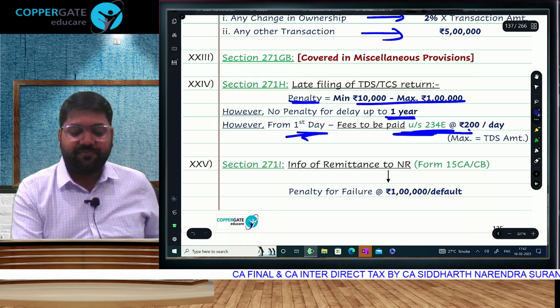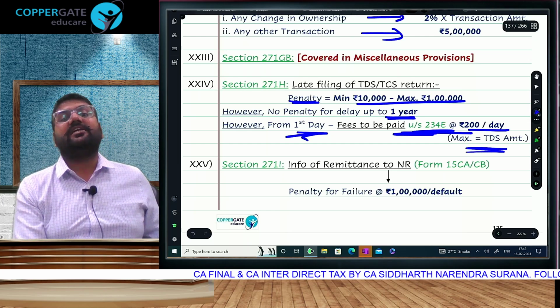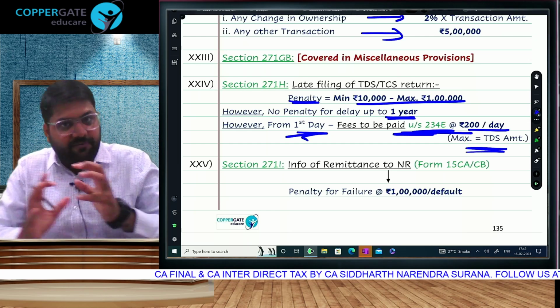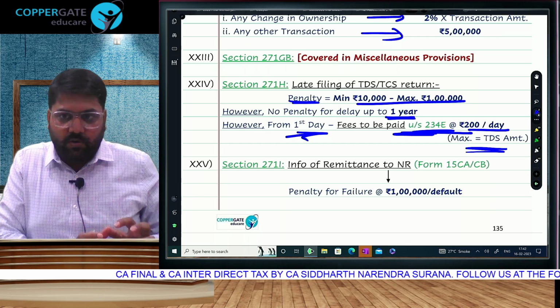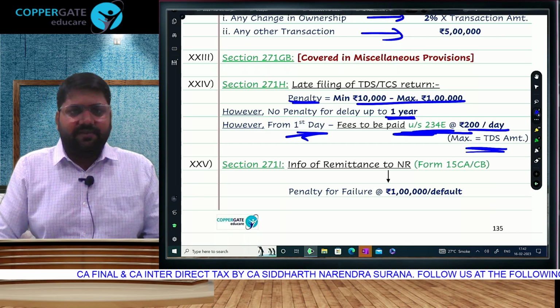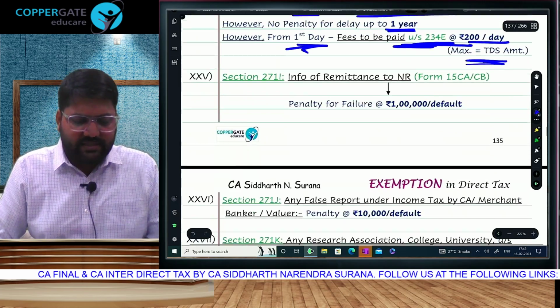Directly levied, that also from the first day, 200 per day, but this will be restricted to the TDS amount. So fees will be from first day 200 rupees per day, but not more than the TDS amount, and penalty will be levied after 1 year, minimum 10,000, maximum 1 lakh.